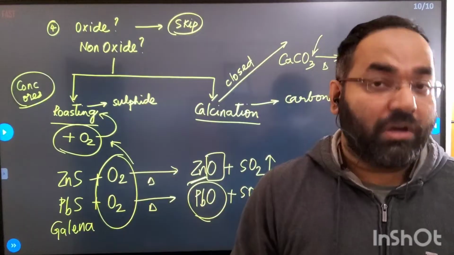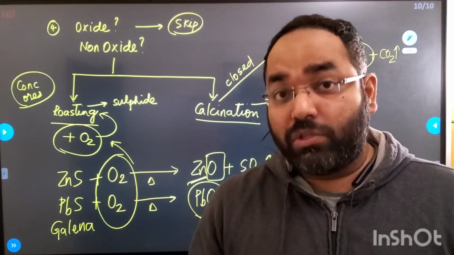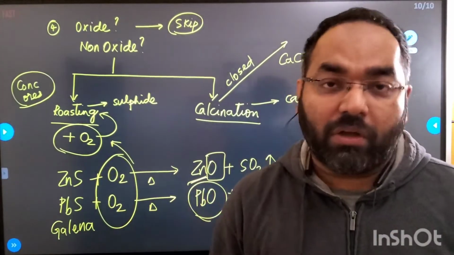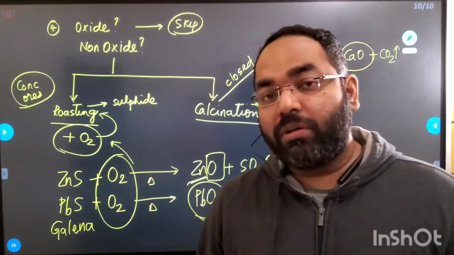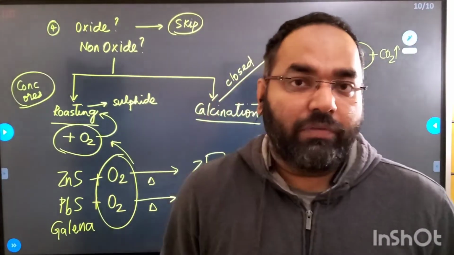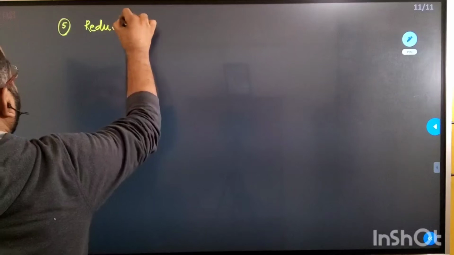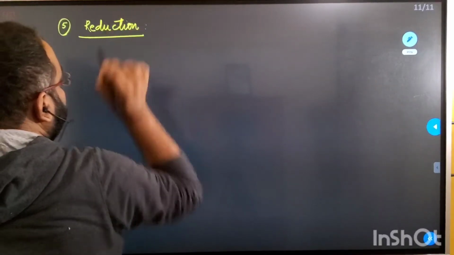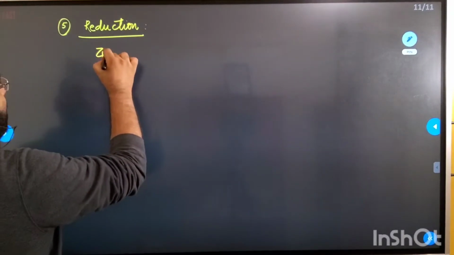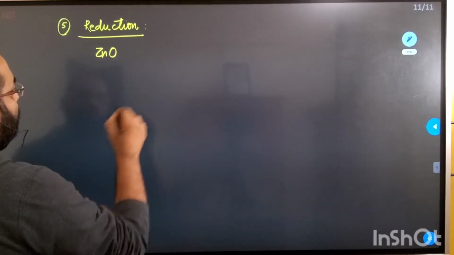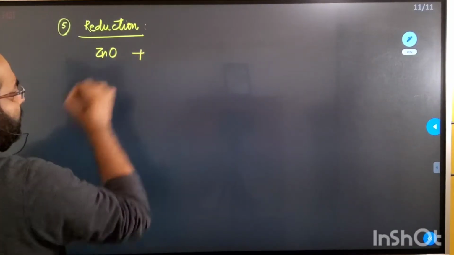Now that everything is in oxide form, the next step is obviously to remove that oxygen. Because you all have that oxygen here, you have to remove that oxygen from the ore. How do you remove oxygen? By a process called reduction. All of us know reduction means removal of oxygen. So that is going to be the next step. So in the fifth step, it is called reduction. In the reduction process, you take any ore. It's oxide, everything is in oxide form now. You can take ZnO. I'll give you more examples as we go ahead.